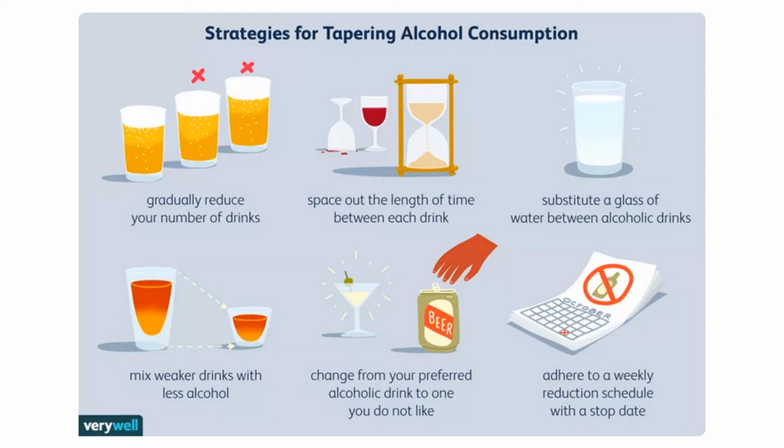Another recommended one is just to start drinking something else that you don't like as much, just to get out the reward. And then finally, you can set a schedule or a calendar and try to adhere to it. So you can reduce week to week to week, and then say in a month's time, you stop.